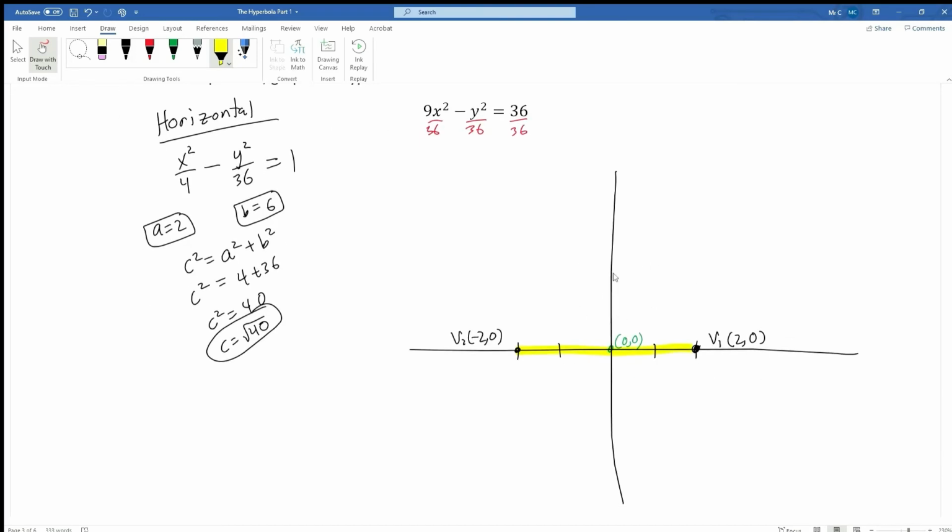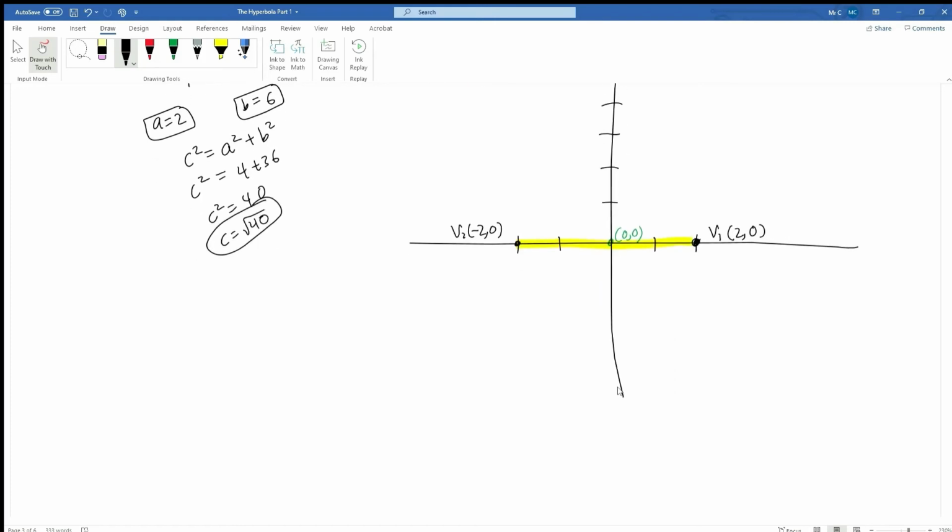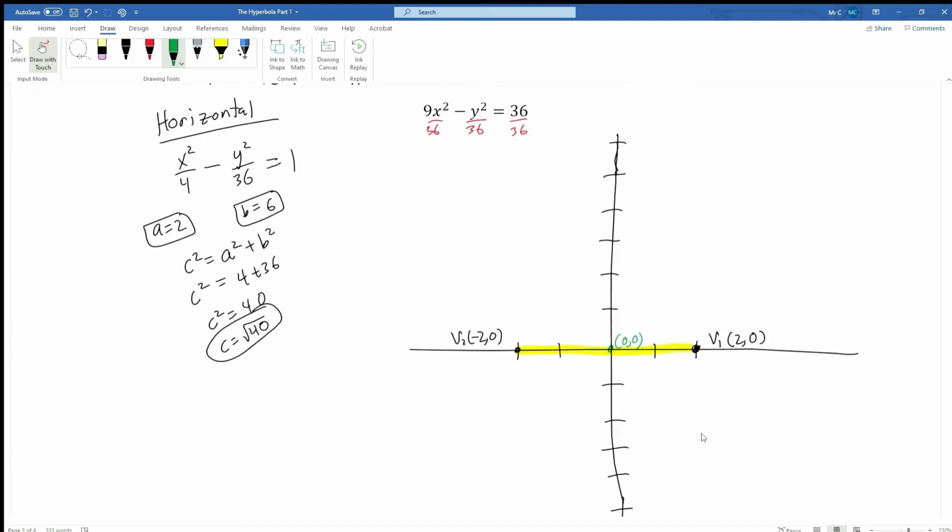We've found the regular vertices. Now we've got to find the minor vertices of the fundamental rectangle. So since b is 6, we're going to go up 6 in each direction here. So up 6 and down. So we could call this M1 is (0, -6), and M2 is (0, +6). Now let's go ahead and draw ourselves a fundamental rectangle.